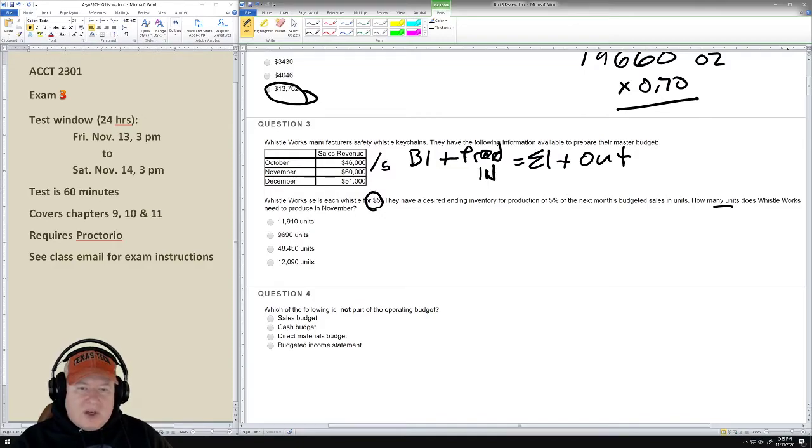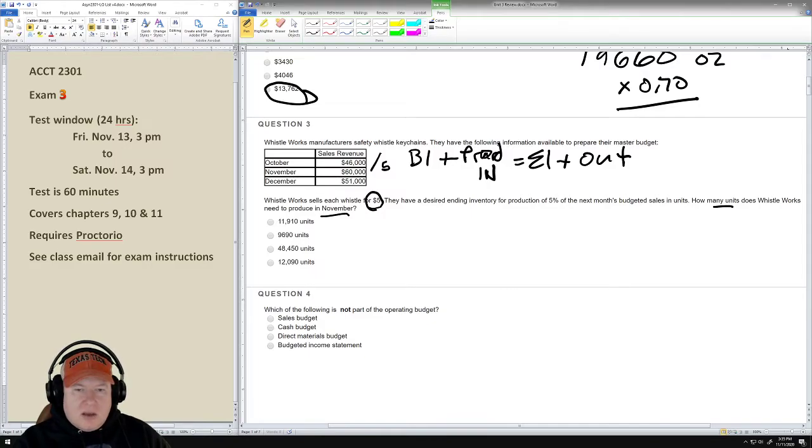So the beginning inventory, they have a desired ending inventory of production of 5% of next month's budgeted sales. So in what month are we looking for? We're looking for November. So November's beginning inventory is October's ending inventory. So what is October's ending inventory? Well, October's ending inventory is going to be 5% of the next month.